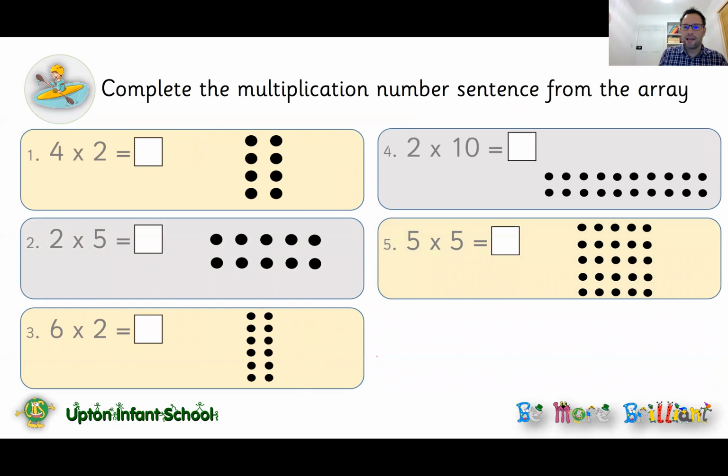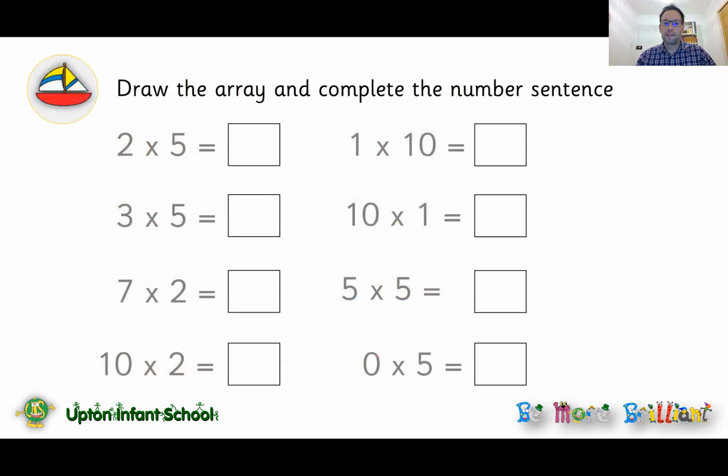So welcome back, everybody. Let's just go through the answers to those tasks to see how you got on. So with our first one, 4 times 2, the answer to that one is 8. 2 times 5 is 10. 6 times 2 is 12, 2 times 10 is 20, and 5 times 5 lots of 5 is 25. Well done if you got those ones correct. On to the next task.